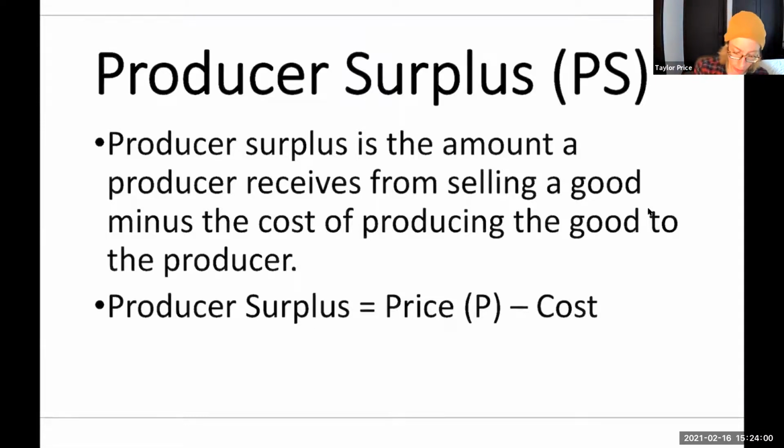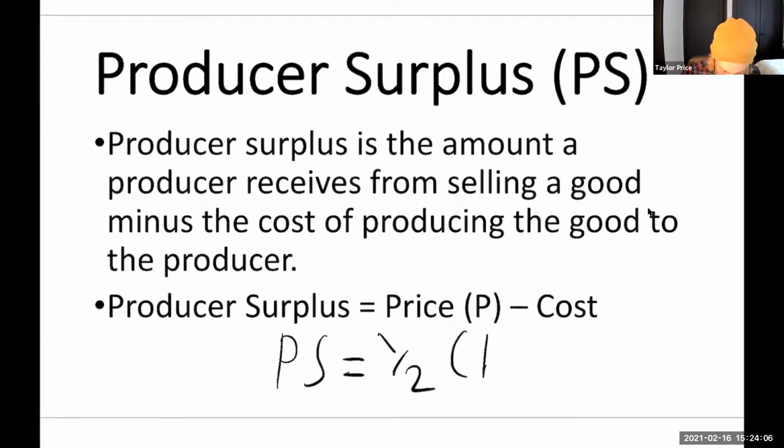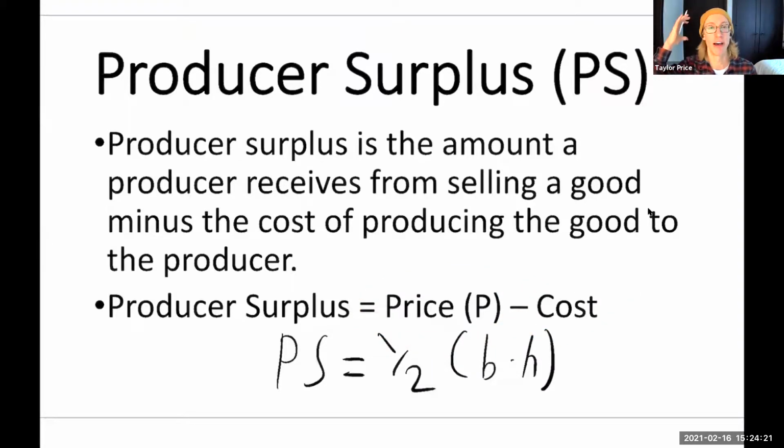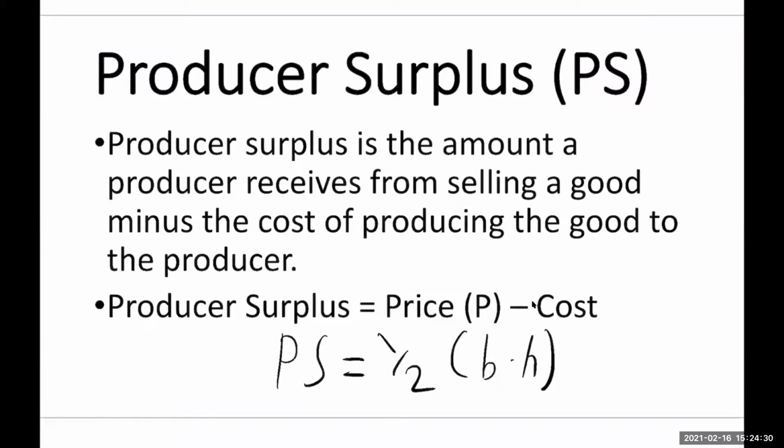So just make sure that you understand that producer surplus is still that 1/2 base times height, but the logic behind it is the price that the company is receiving for the good minus their costs to produce the good. That's kind of the logic behind the equation. Wait, could you explain the price?